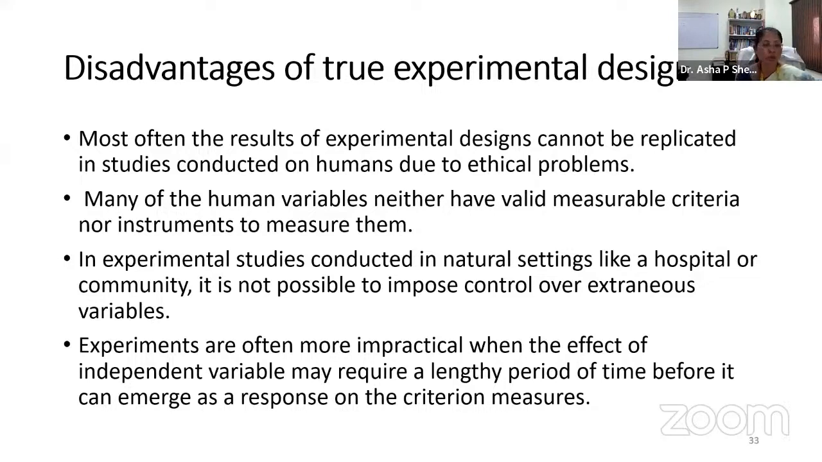We will not be able to have control where a patient will be getting medicine or any other treatment. We may not be able to have such control in this type of design in the hospital setting. And experiments are often impractical when the effect of the independent variable may require a lengthy period of time before it can emerge as a response on the criterion measure. So these are the disadvantages of the true experimental design.